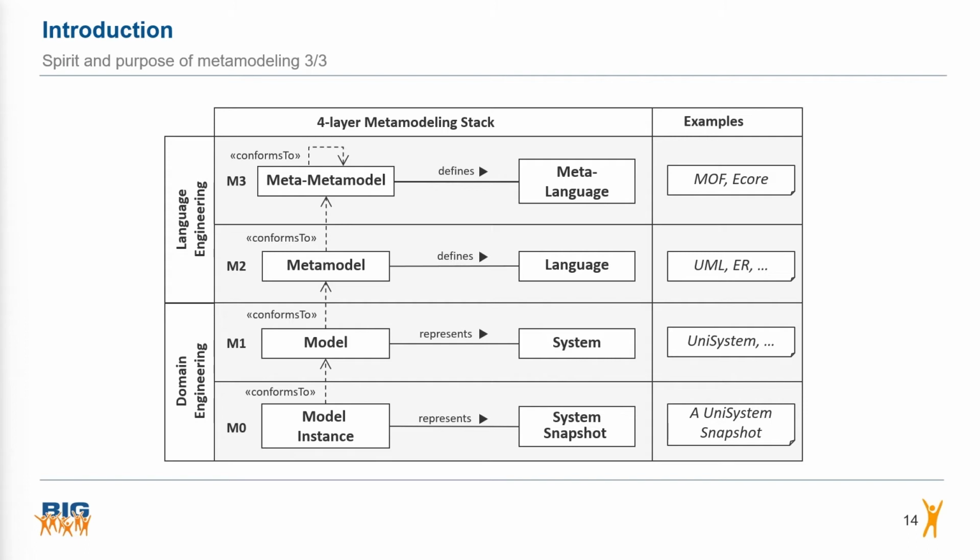For example, concrete UML models for specifying the TU Wien university system or the library database in ER. And then we have on the M0 level model instances. That's a snapshot of the unisystem, for example, or one concrete snapshot of the library of TU Wien, of the Faculty of Informatics, for example. Yeah? So this is how the pieces fit to one another, and this 4-layer meta-modeling stack is the core concept that we will use throughout this course.